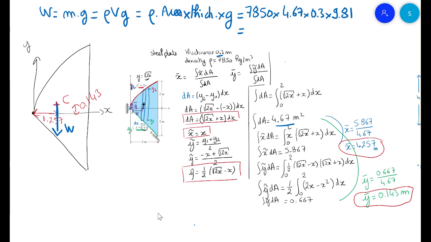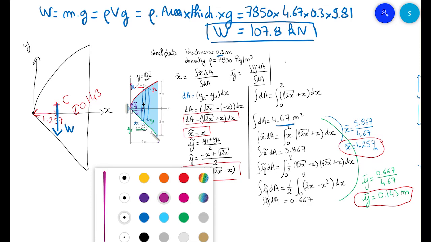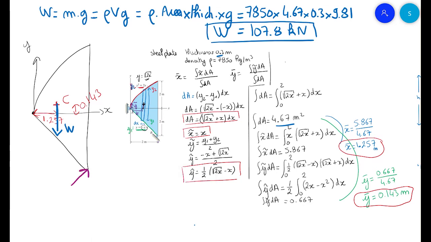So how much is that? Let me check. It's equal to 107.8 kilonewton. So that's your weight. Here we go. Now, for the forces that we don't know, we have a normal force at B, which I will call NB. And I know that the angle is 45 degrees because that's 2 and 2. And we have two reaction forces, AX and AY.